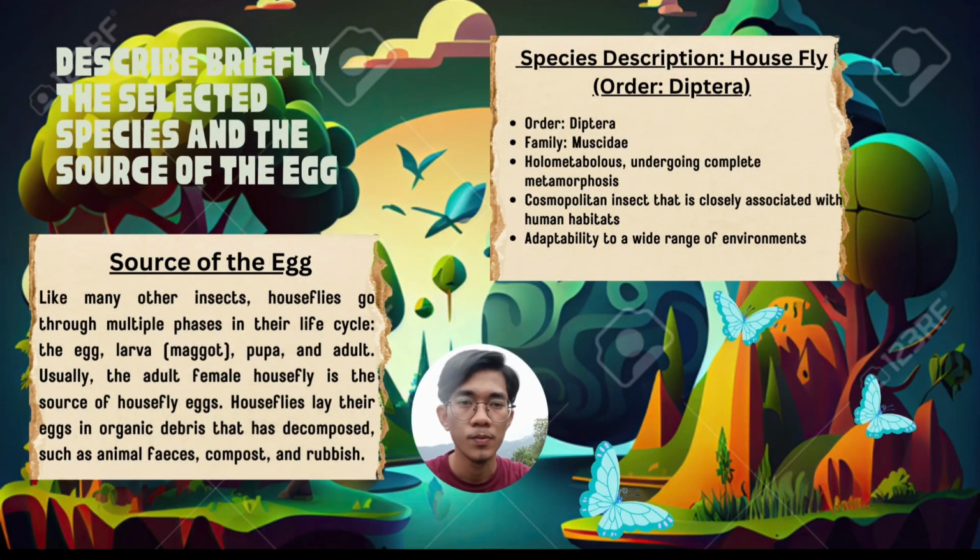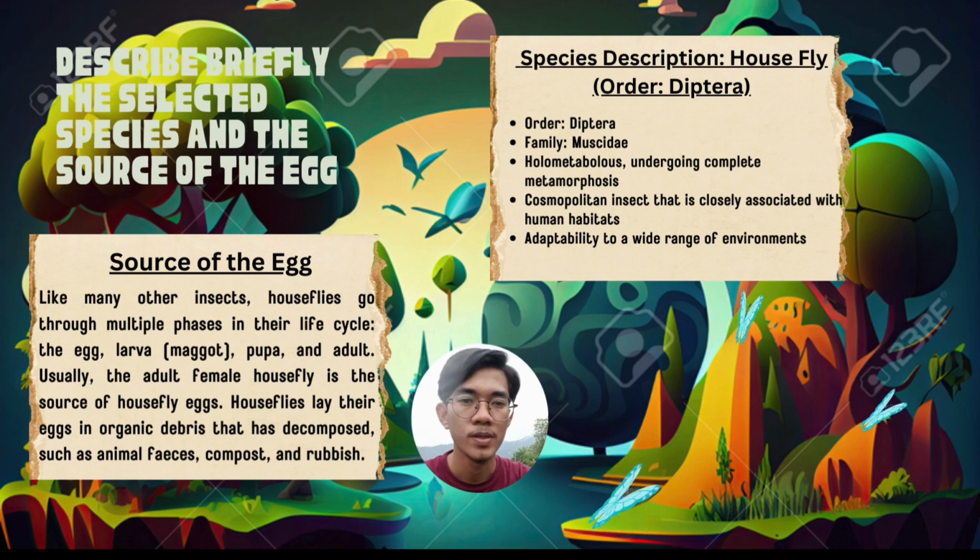Okay, first I want to present about describing the selected species and the source of the egg. For the species, the description of the housefly: order Diptera, family Muscidae, undergoing complete metamorphosis. It is a cosmopolitan insect that is closely associated with human habitat, with adaptability to a wide range of environments.